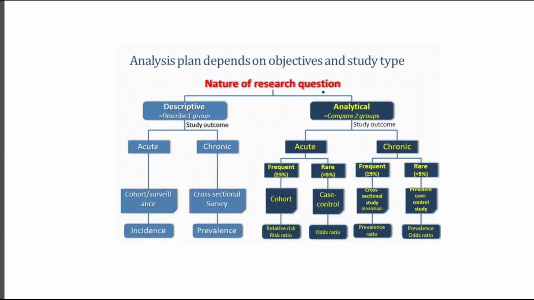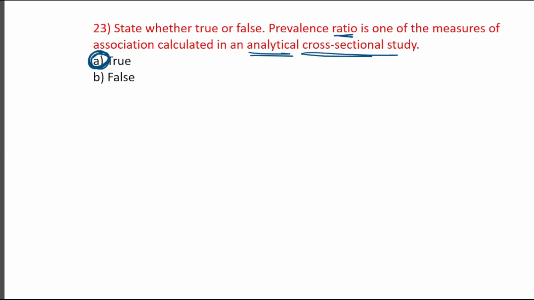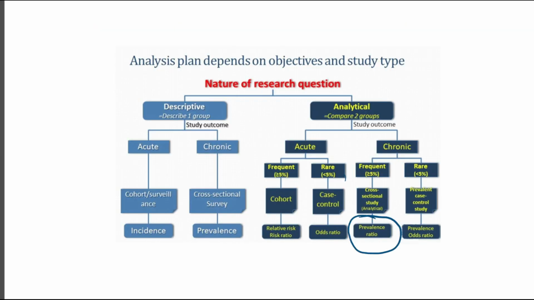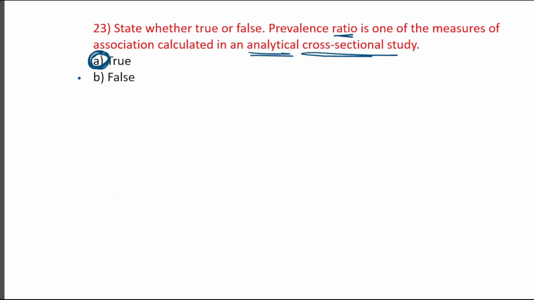See the question they have asked. Prevalence ratio is mentioned over here. Yes, it is one of the measures. Prevalence ratio is one of the measures of association calculated in the analytical cross-sectional type of study. So you have analytical study, you have cross-sectional study, and then you have the prevalence ratio. So the statement what they have mentioned is a true statement.